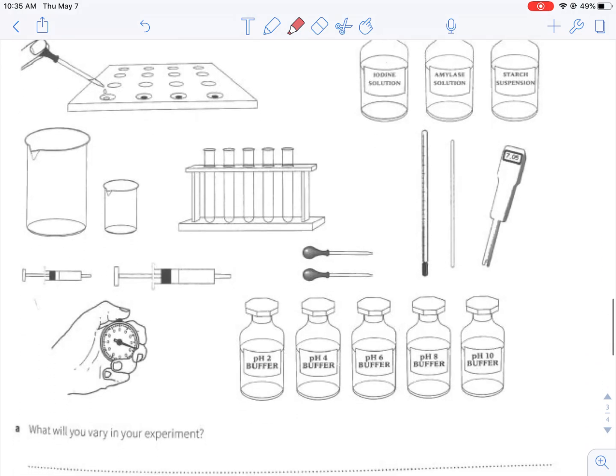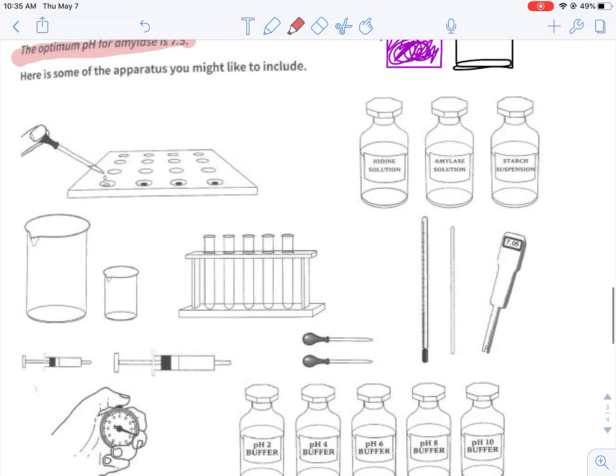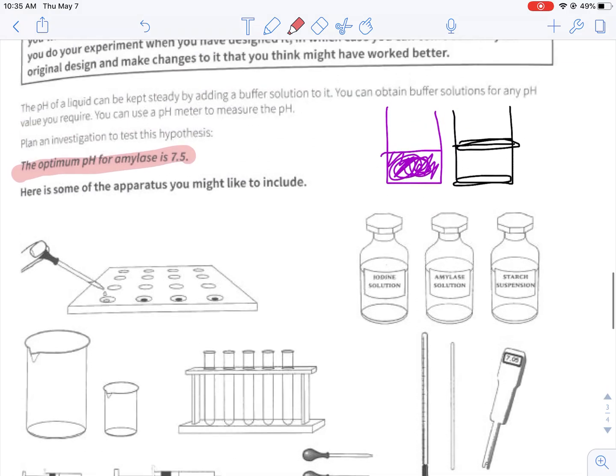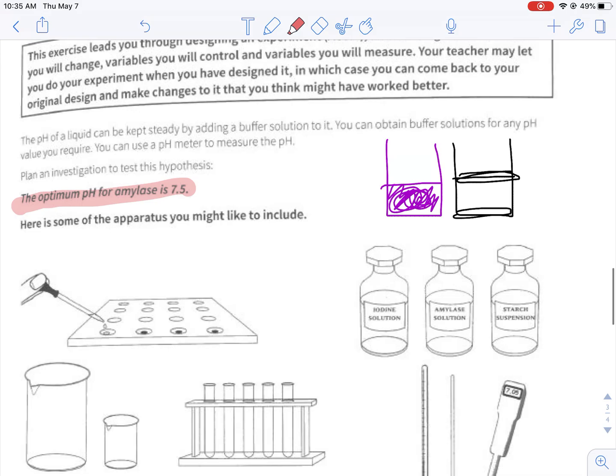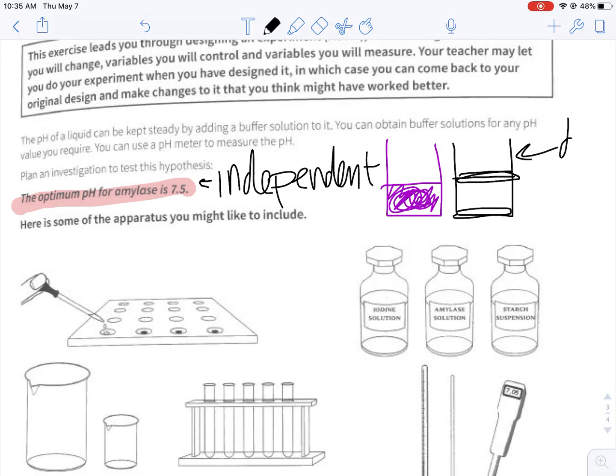If I am testing that the optimum pH is 7.5, that is my independent variable. And my independent variable is always, what am I changing in an experiment to see what the outcome is? And the outcome is the dependent.